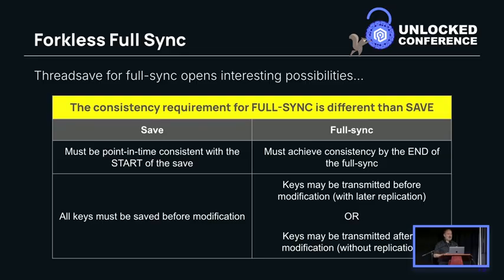So in a save operation, all the keys have to be saved before modification. In a full sync, we have this interesting choice where we can send a key to the replica first and then send replication. Or we can modify the key on the primary first and then send the modified key. And this eliminates the need for blocking of clients in most cases.